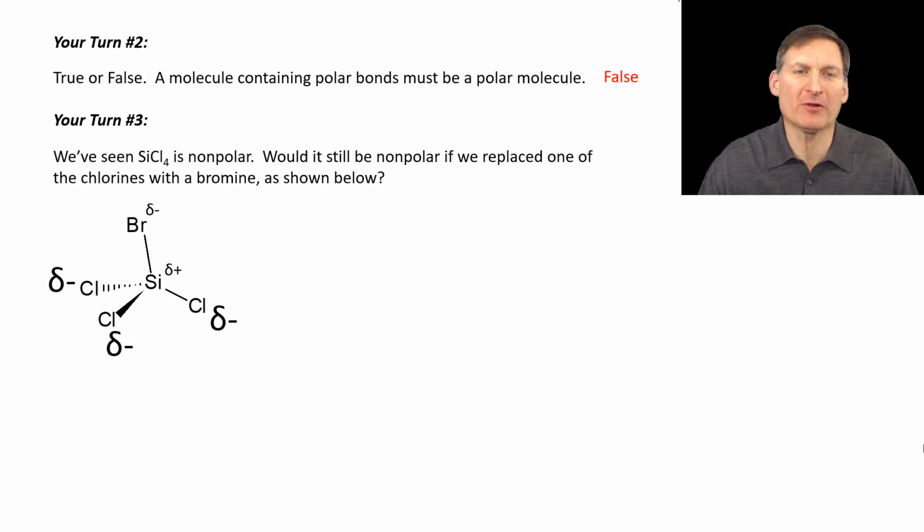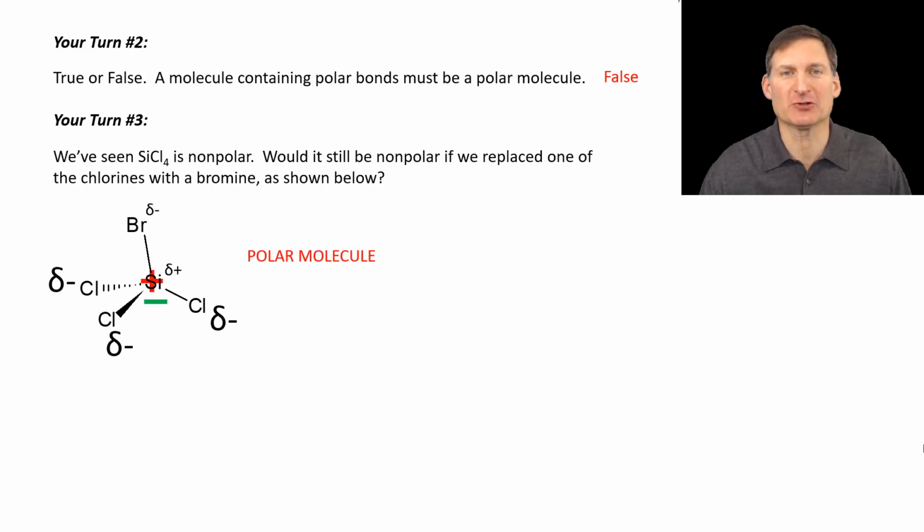All 4 of the peripheral atoms are still negative, but the partial negative of the bromine is less than the partial negative of the chlorine. Chlorine is more electronegative than bromine, thereby making the silicon to chlorine bond more polarized than the silicon to bromine bond. The result of this is that the center of negative is no longer on the silicon, but rather somewhere below the silicon, as shown by the negative sign. Since the center of positive is still directly on the silicon, this compound is a polar molecule.